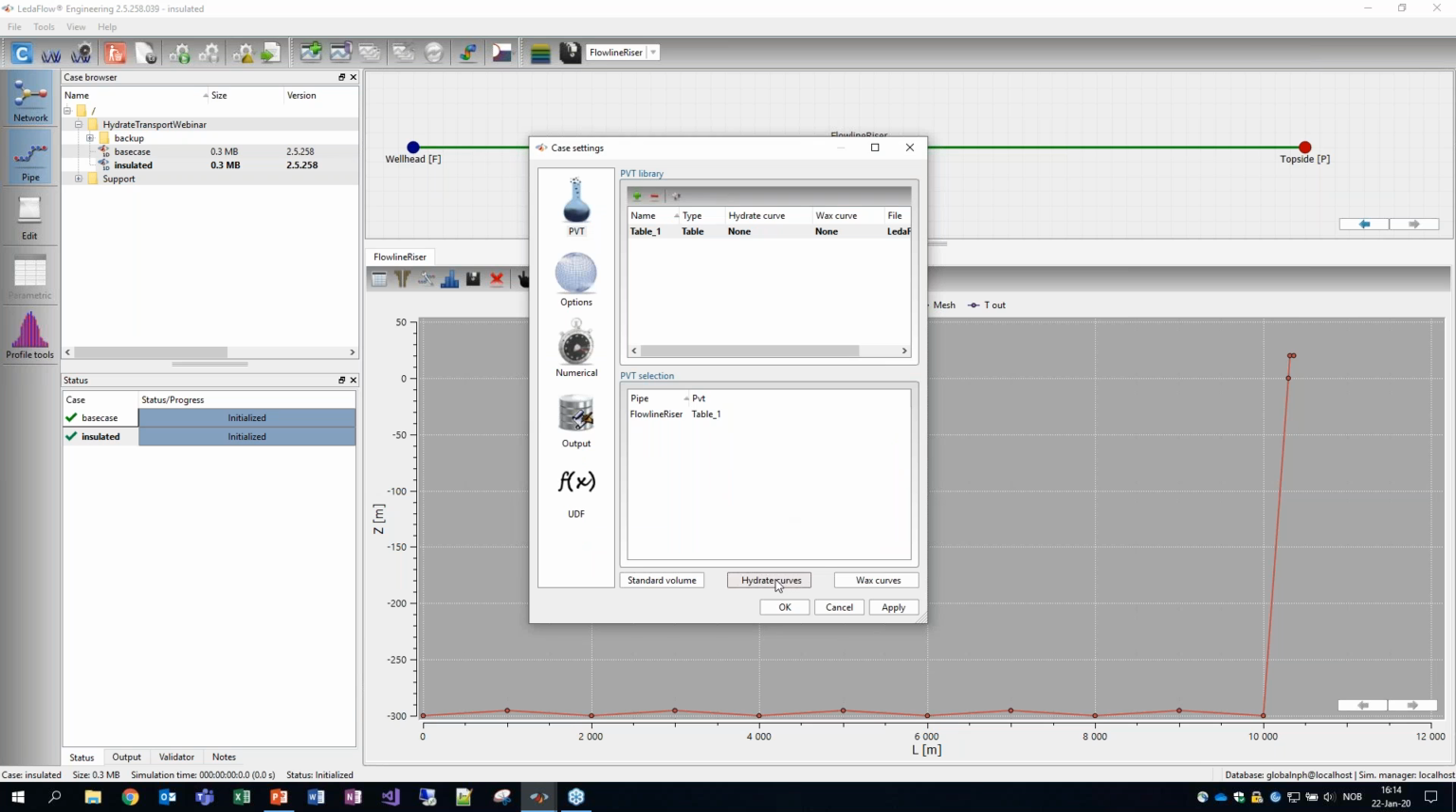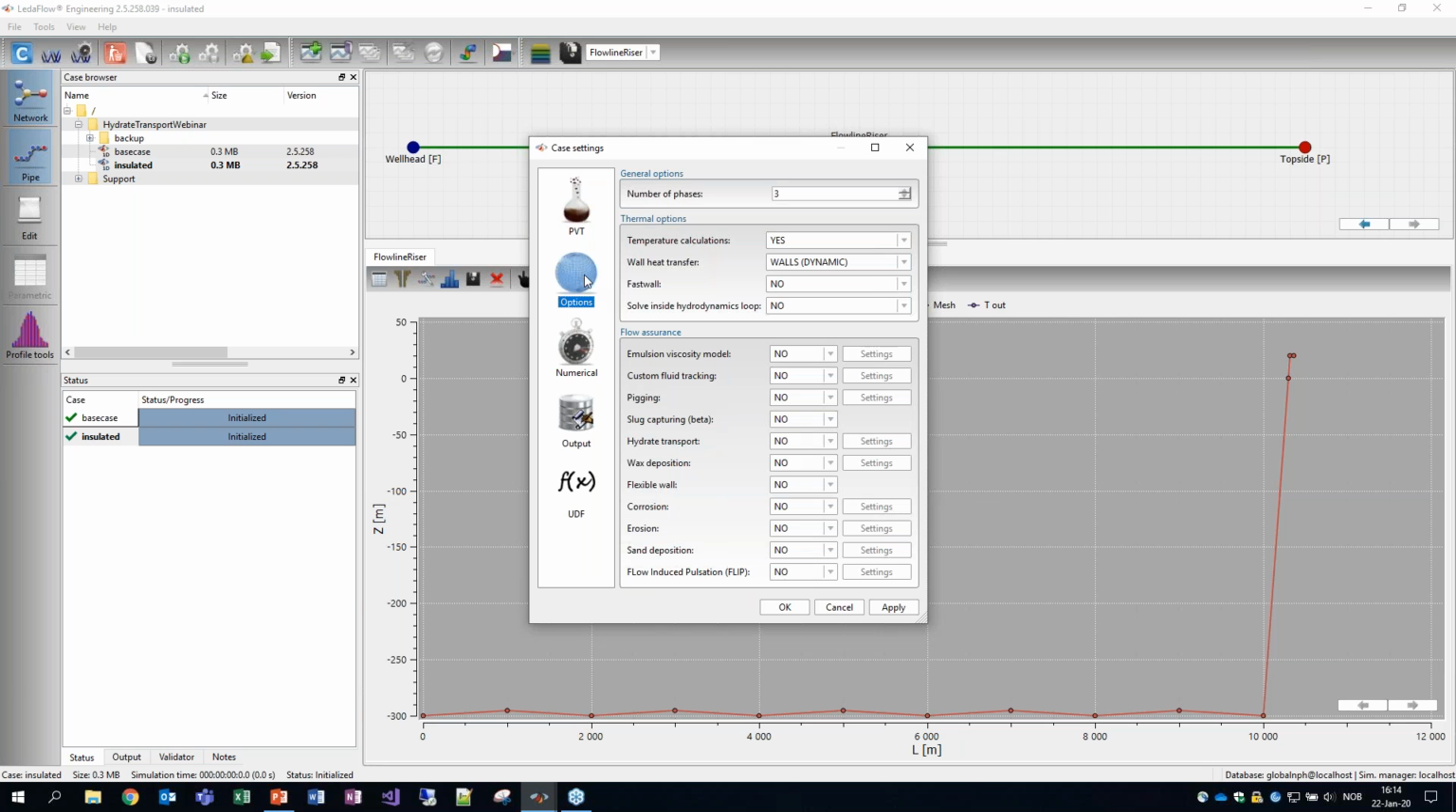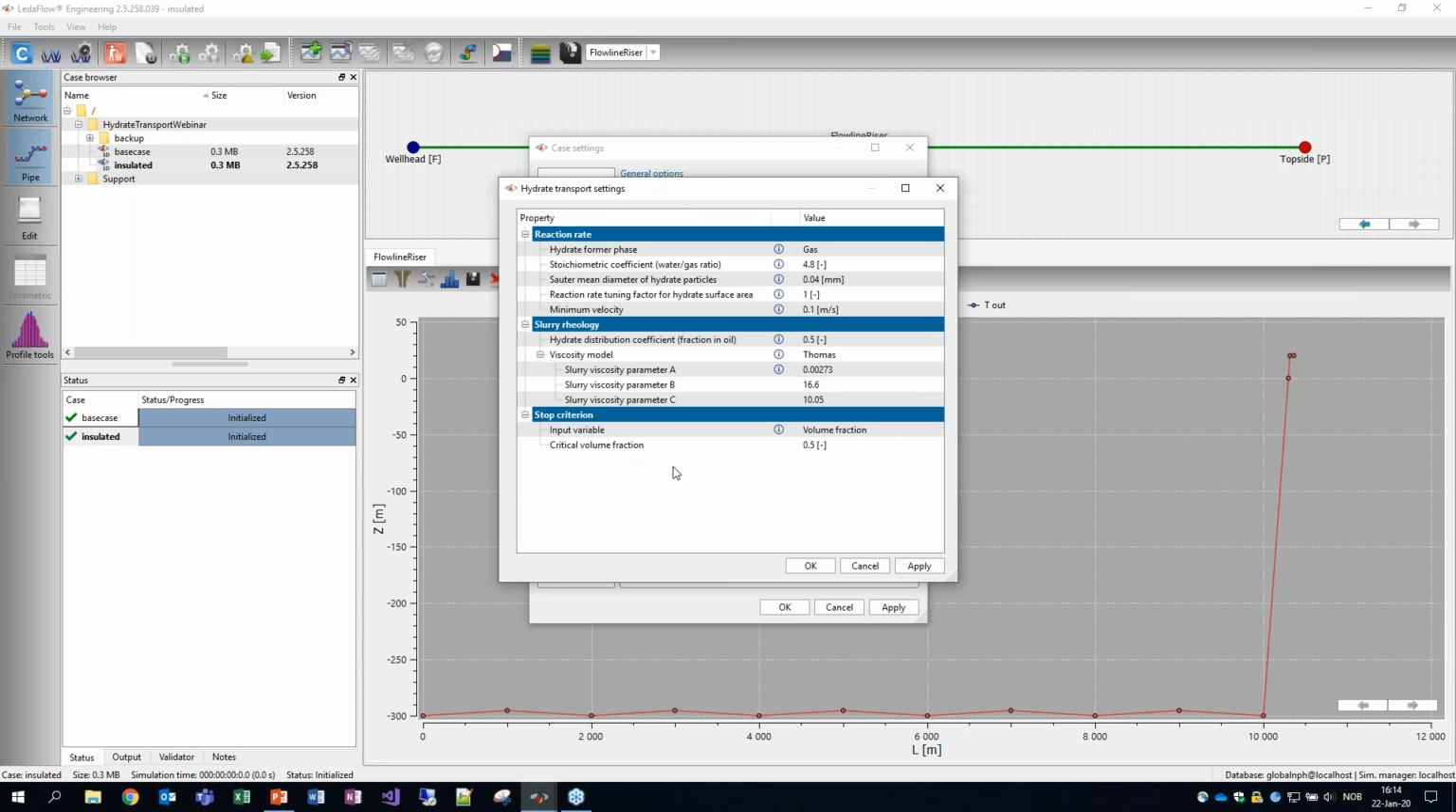Okay, now I've made a hydrate curve. We just need to associate it with the PVT table. So I'm selecting the default curve here for this table, and I'm just applying it. Then the second step is to turn on the hydrate transport. If I put this to yes, and then go to the settings, these are all the main settings for the hydrate transport feature. We're not going to change all of this except for one setting.